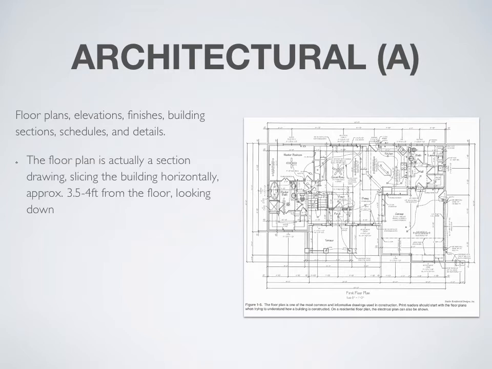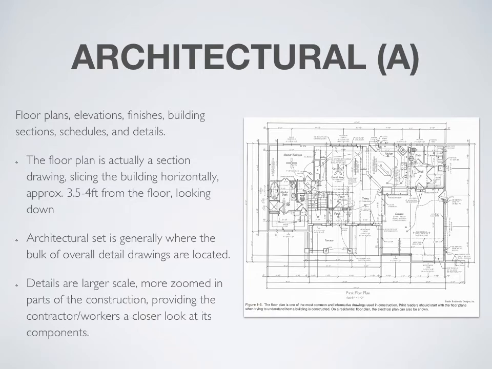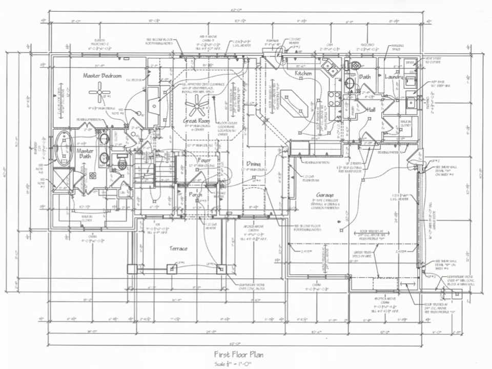Floor plans, elevations, finishes, building sections, schedules, and details are all part of the architectural set. In reality, floor plans are actually just a section cut, slicing the building horizontally about 3.5 to 4 feet above the floor and looking down. An architectural set is generally where the bulk of all the overall detailed drawings are located. Here's a closer look at the architectural plan.